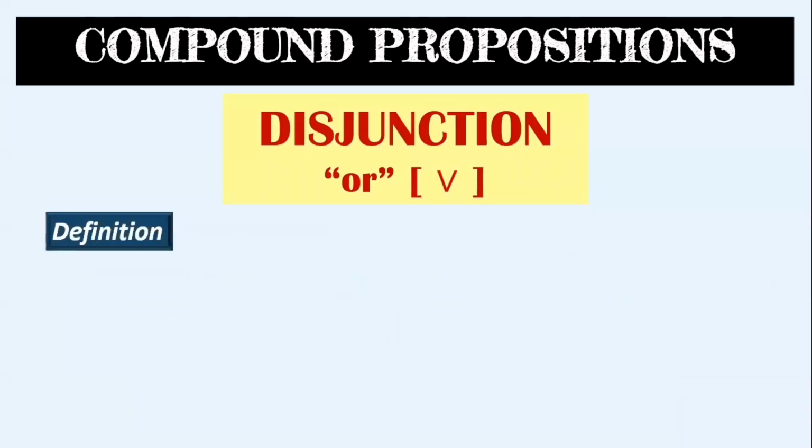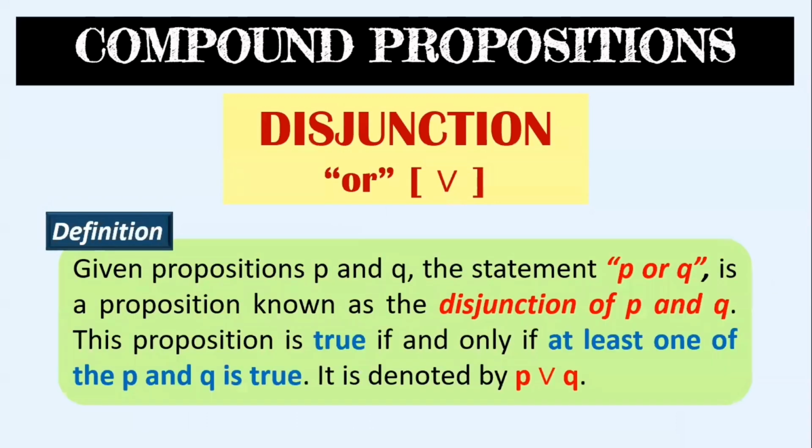We use the word "or" to denote the disjunction, or the symbol V. Given the propositions P and Q, the statement P or Q is a proposition known as the disjunction of P and Q. This proposition is true if and only if at least one of P and Q is true, and it is denoted by this symbol. Now, we can also use "either...or" when translating a disjunction.